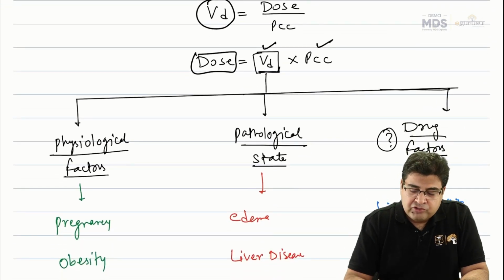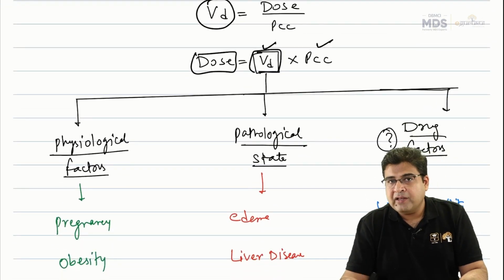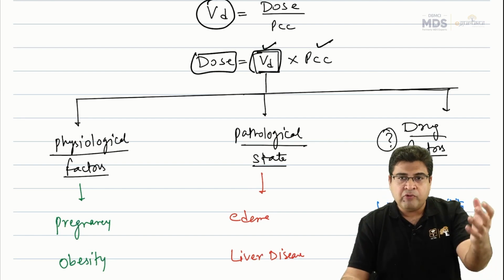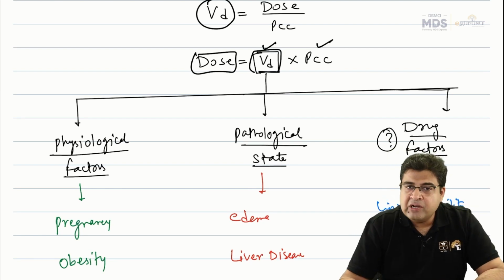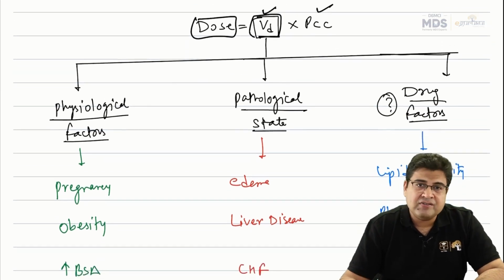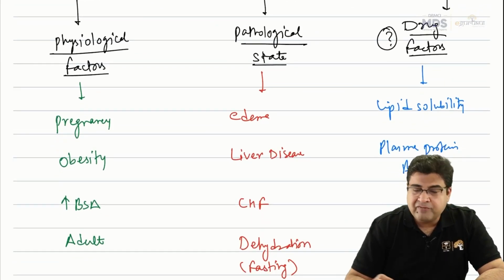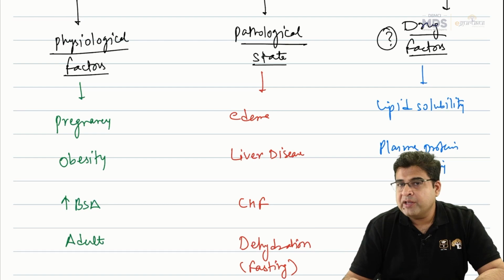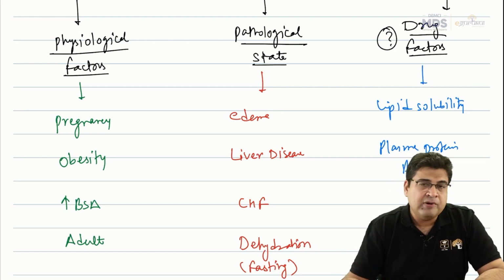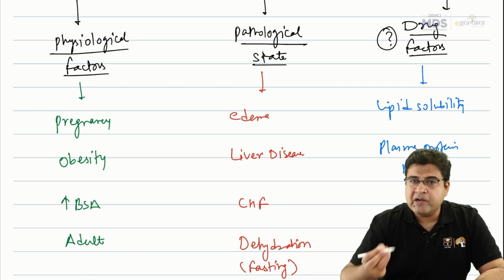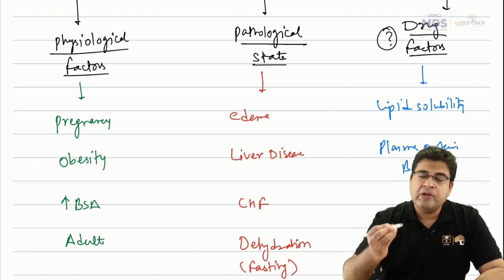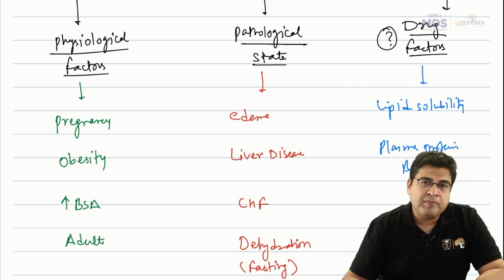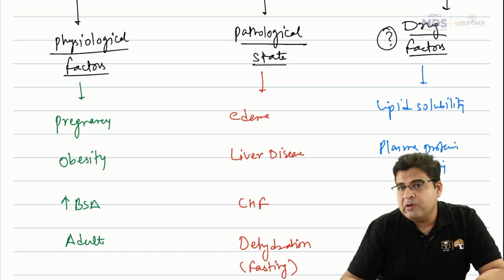Now, volume of distribution is an individual parameter. My volume of distribution is different, your volume of distribution is different. It depends on some physiological factors. Very simple, guys: the more the size of the body, the more the volume of distribution, and the less the size of the body, the less the volume of distribution. The more the number of compartments present in your body, the more the volume of distribution, and the fewer the compartments, the less the volume of distribution.